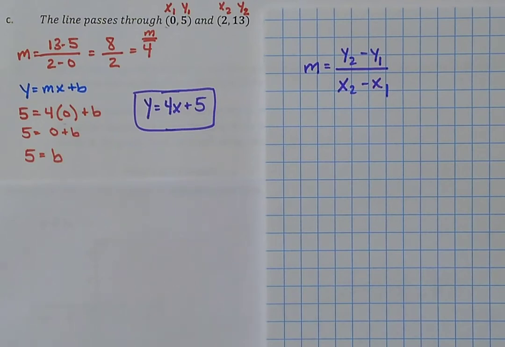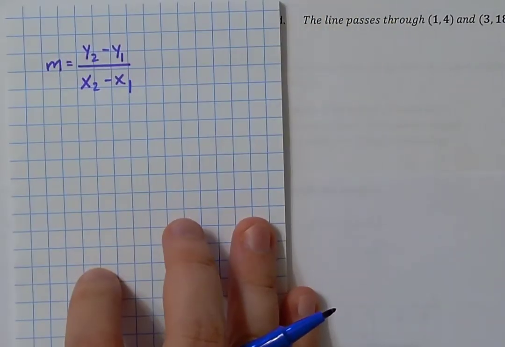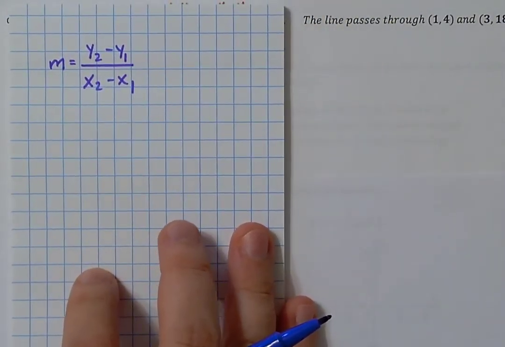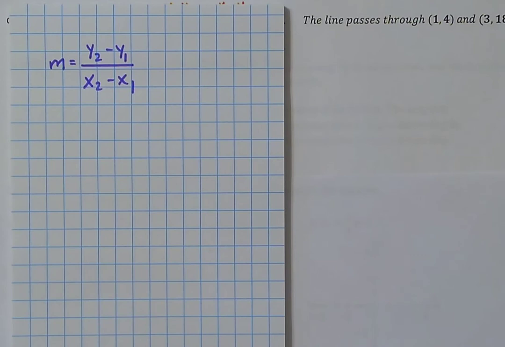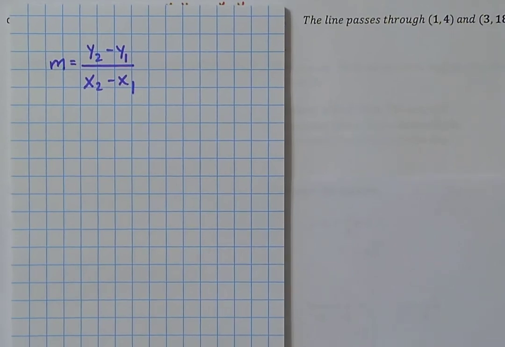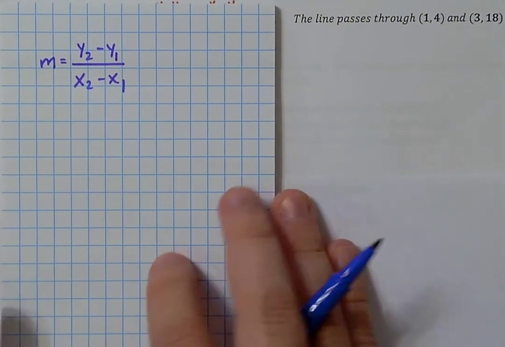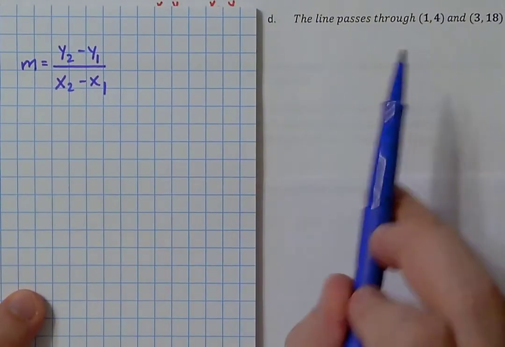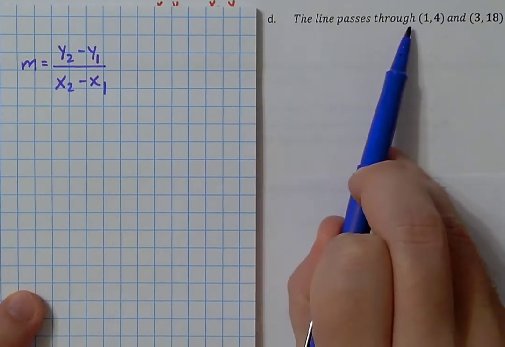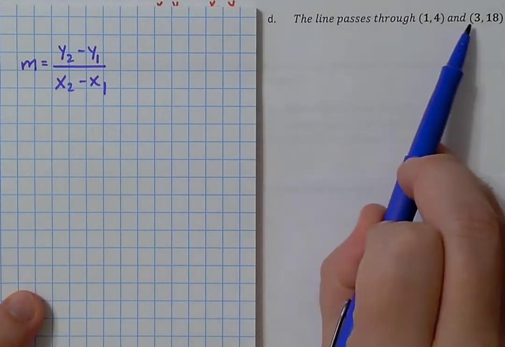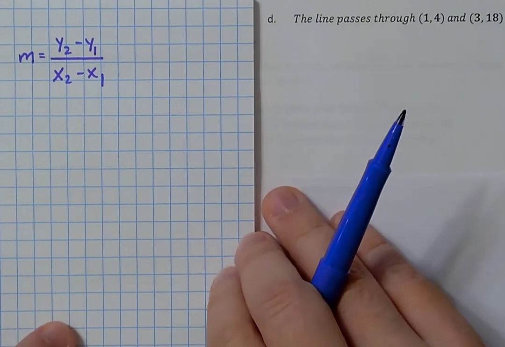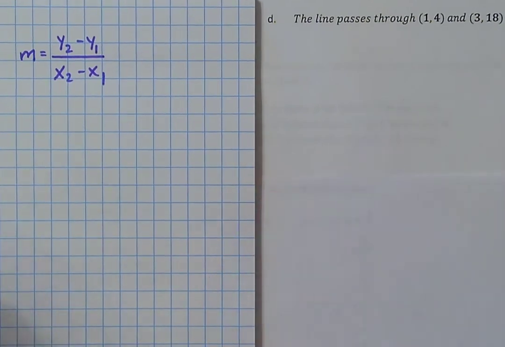Now before we move on to graphing and practicing that, I do want to take a look at D just to give us more practice with what I just did in terms of finding the slope and then finding the y-intercept. So for this problem, and this is for D, the line passes through the points 1, 4 and 3, 18. So that's where our line has to go through for our equation.